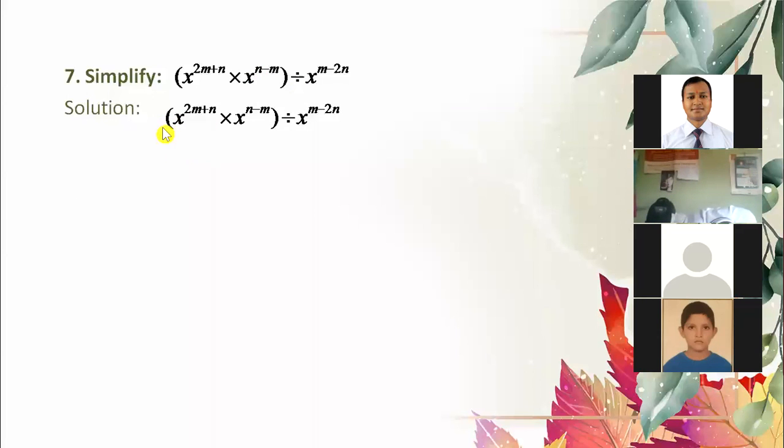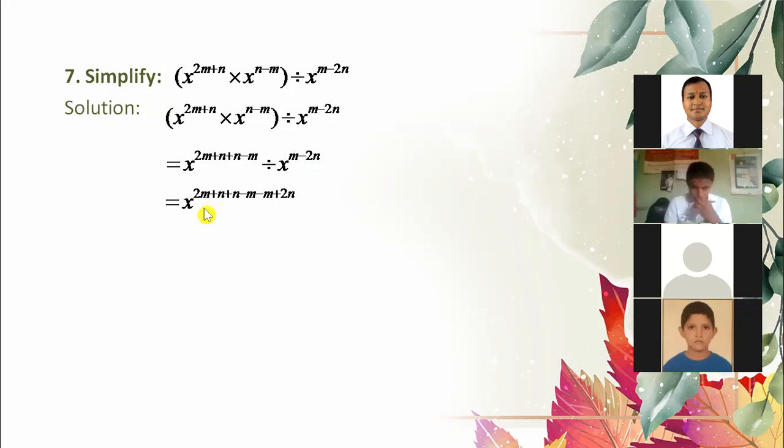So at first, we will write here x to the power 2m plus n plus n minus m divided by x to the power m minus 2n. Again, there is sign of division. So subtract it. While subtracting, we have to change the sign. It becomes minus m and this becomes plus 2n. So check all the values. 2m minus m, it is m minus m, again it is 0. N plus 2n, it will be 4n. So x to the power 4n is our final answer.